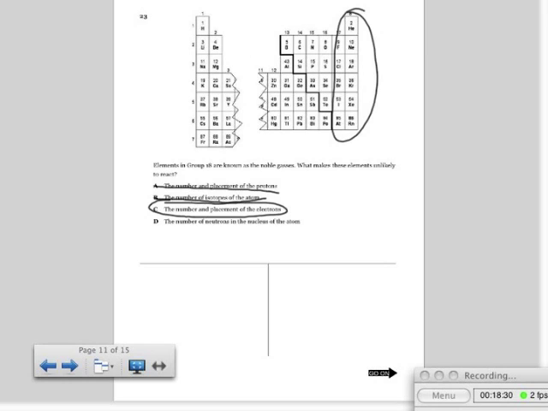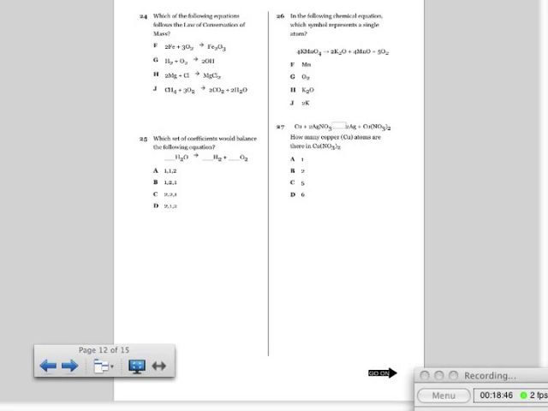Let's go ahead and look at D. The number of neutrons in the nucleus of the atom. No. Remember, the electrons, if it has a full outer ring, then it's not going to react with other atoms, and all of those in group 18 have that. So all of the atoms have a full energy shell. Okay, 24.